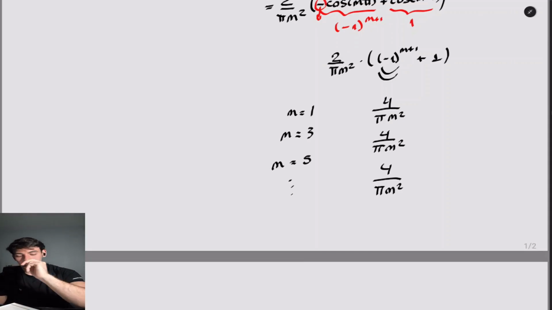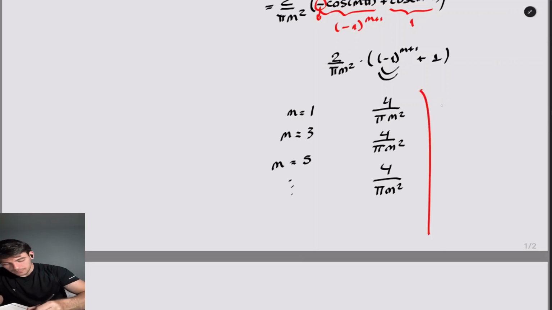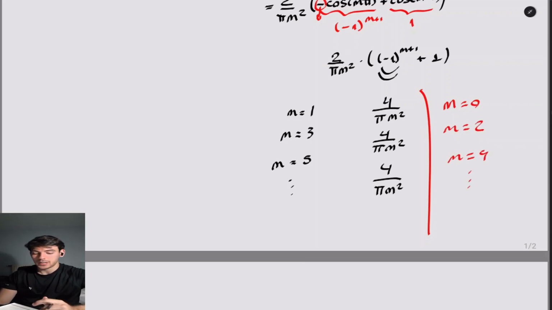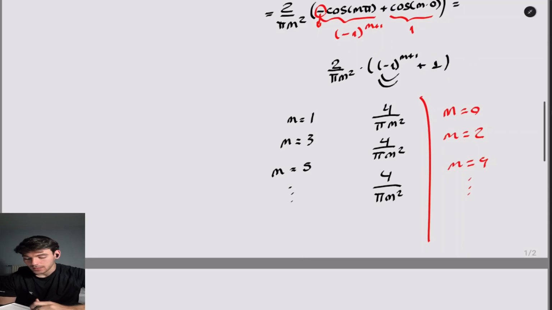Okay. If our n is even, we'll have minus 1 to the power of 0 plus 1. That's minus 1 to the power of 1. That's just minus 1.